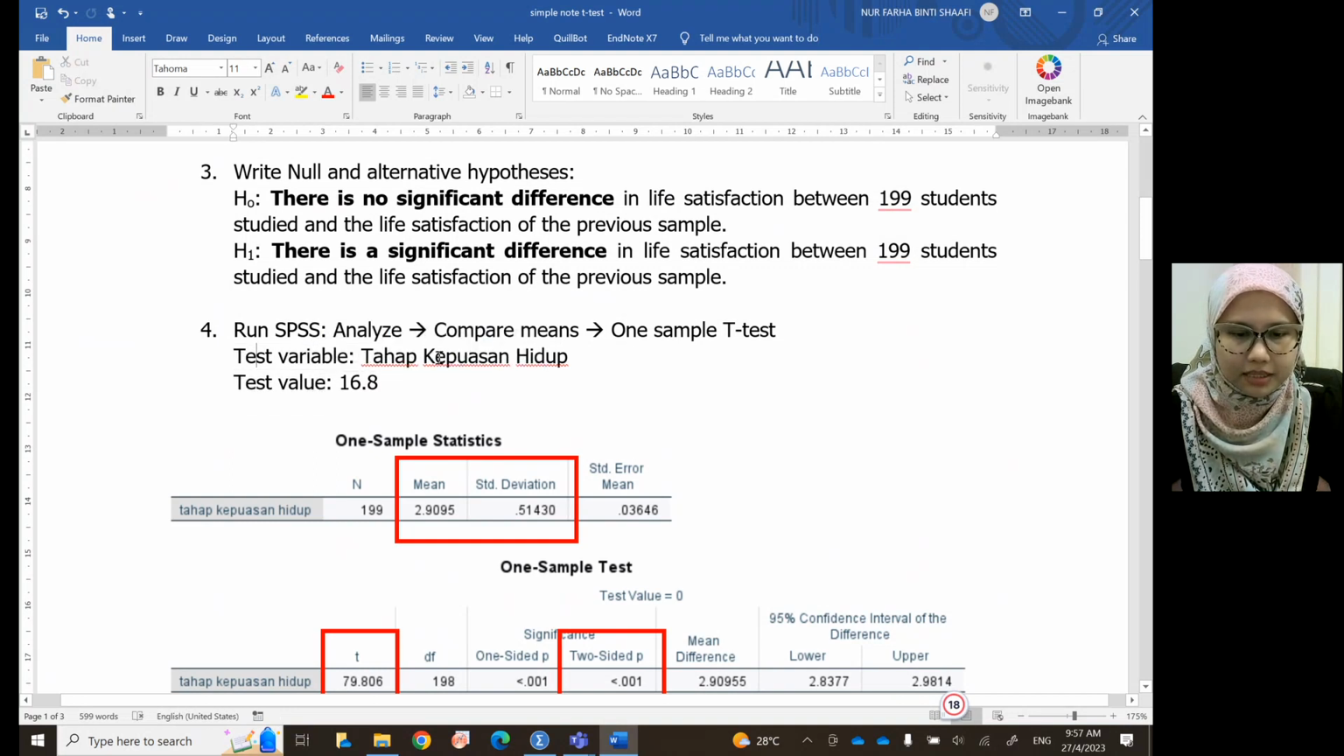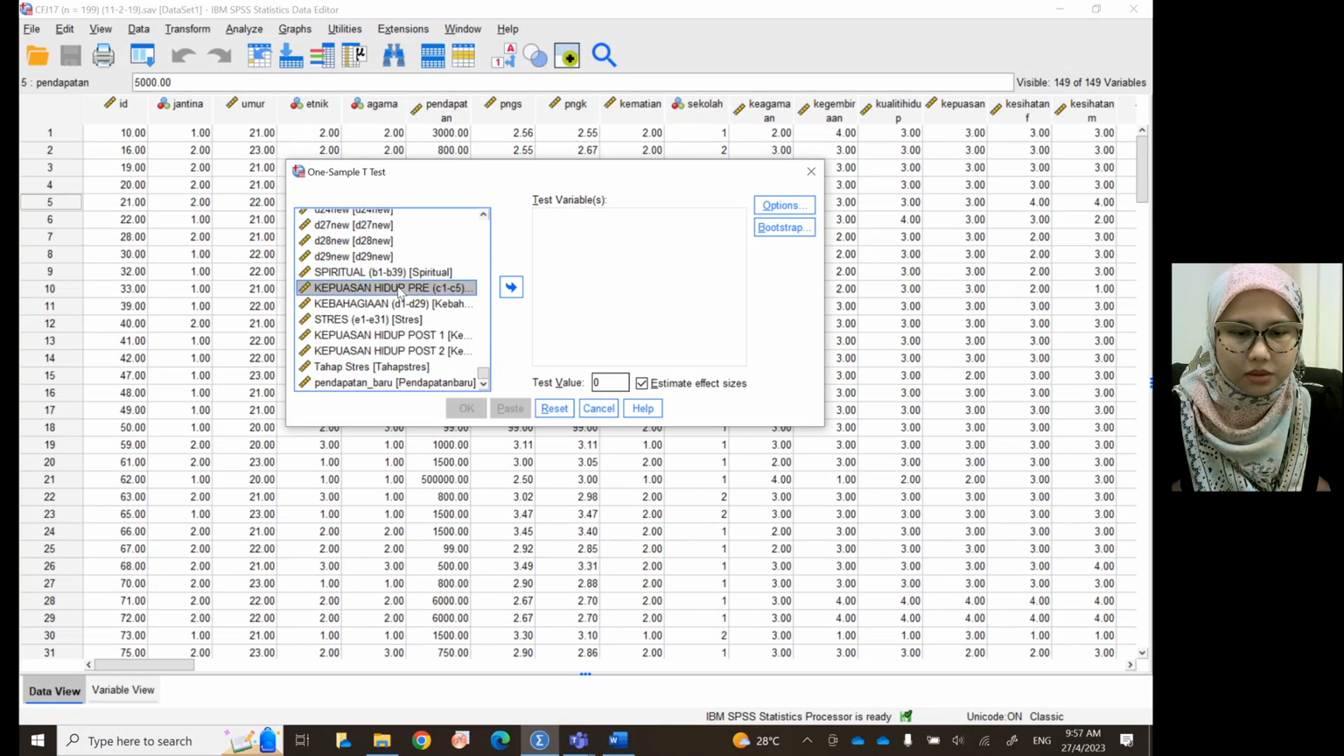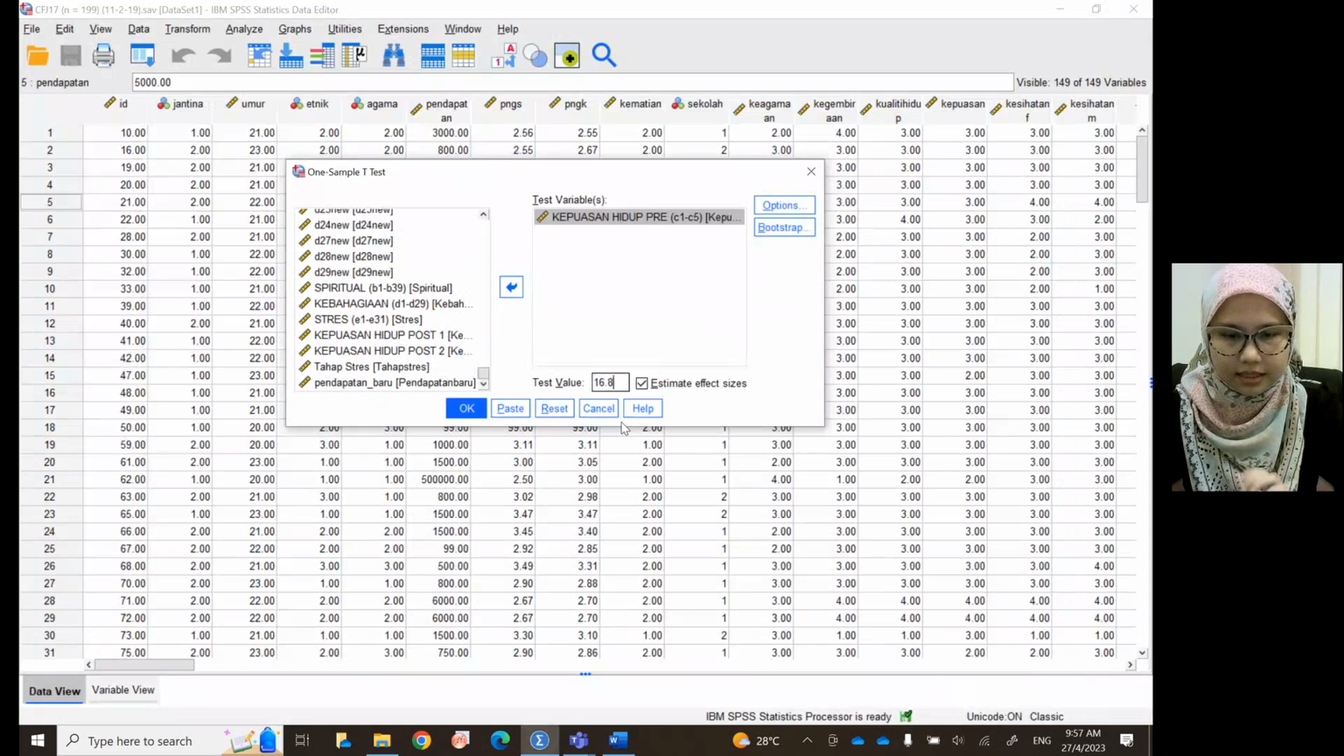So your test variable, it depends on what you want to see. So for this example, we want to see on tahap kepuasan hidup, the level of life satisfaction. So remember to insert the one that has been computed. So kepuasan hidup, right? Kepuasan hidup, and then you insert in the test variable. Test value just now is how much? 16.8. So 16.8. Where did I get 16.8? This one is from the previous study, in the literature study.